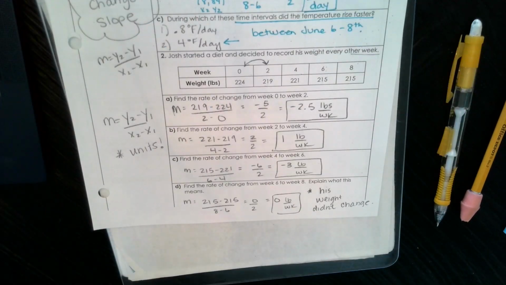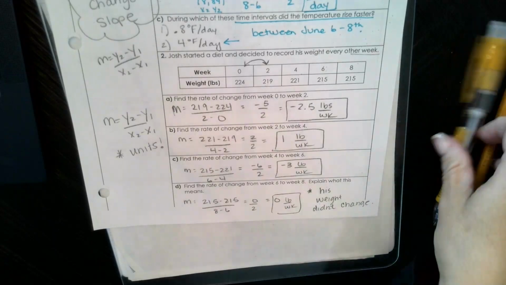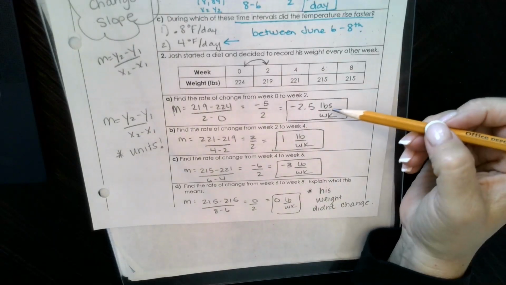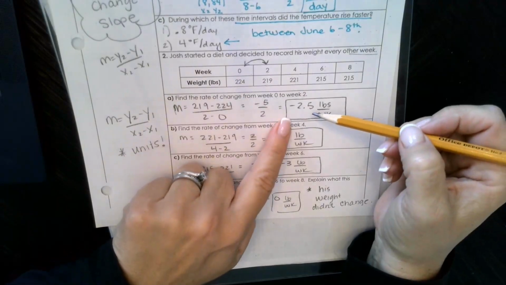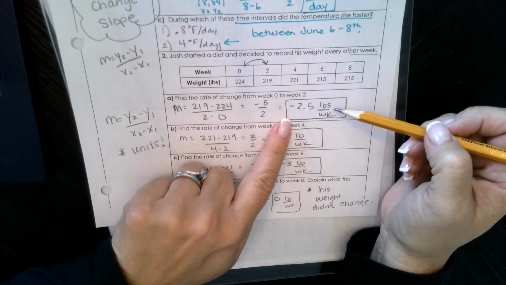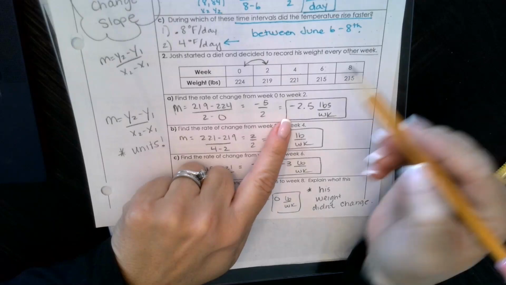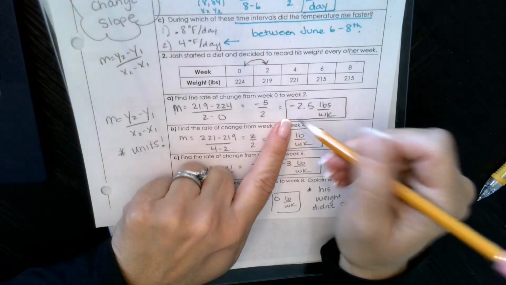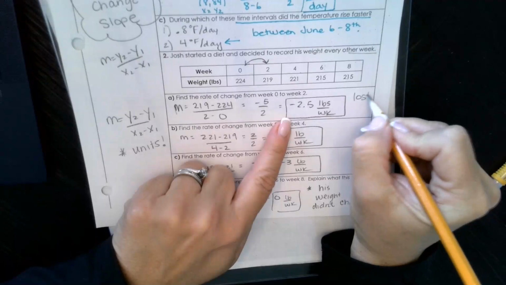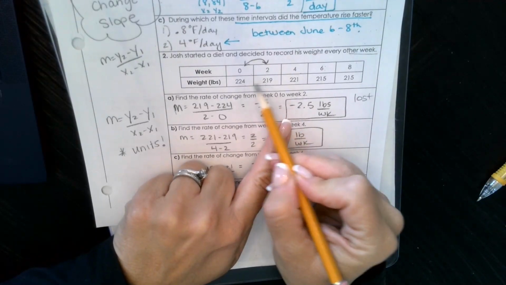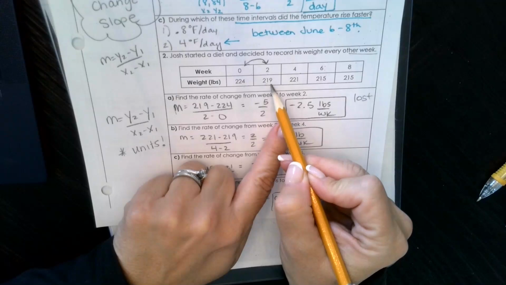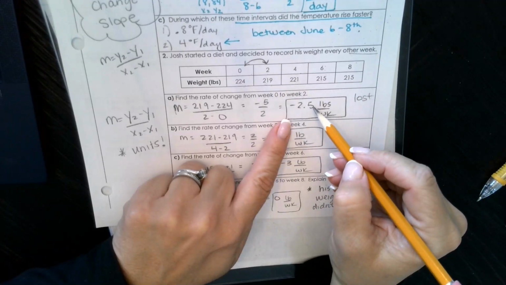Okay, guys. So here are the answers that I came up with. So this first one is negative 2.5. So what does this mean? This means that he lost an average of 2.5 pounds per week. This negative tells me that he lost weight. So he lost weight here. We knew he lost weight because we can see it right here, 224 to 219. So this is my average weight loss per week.